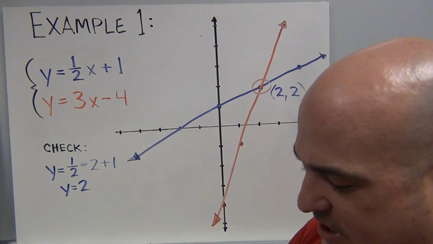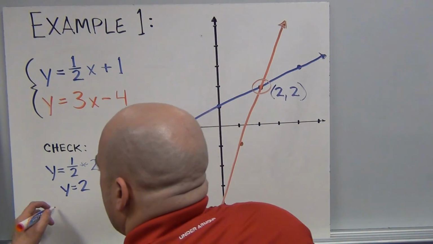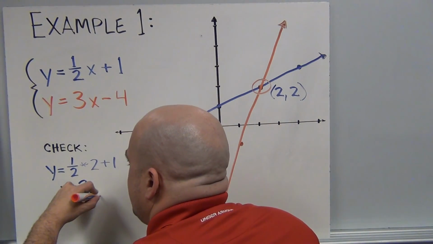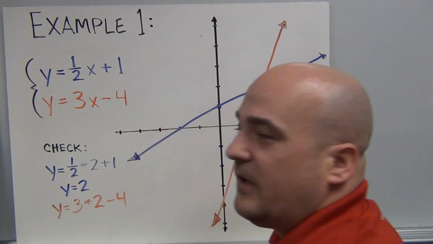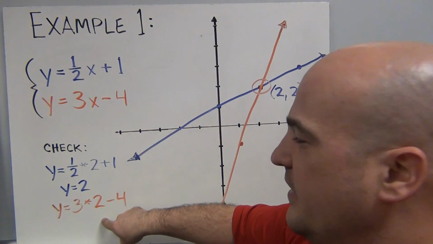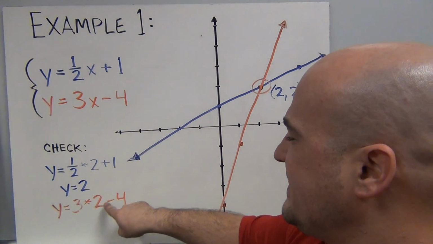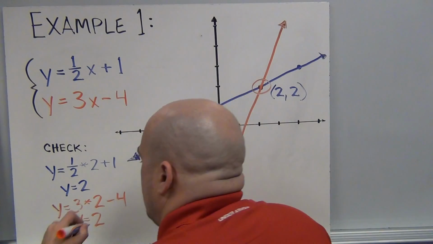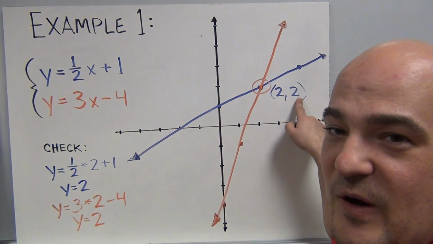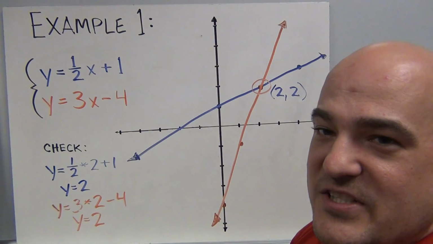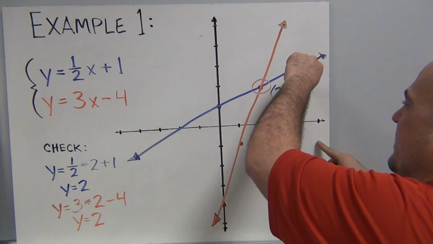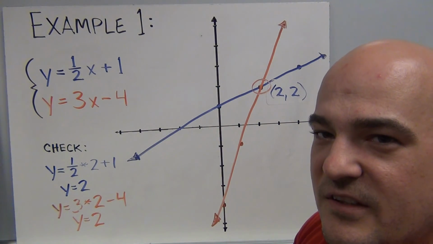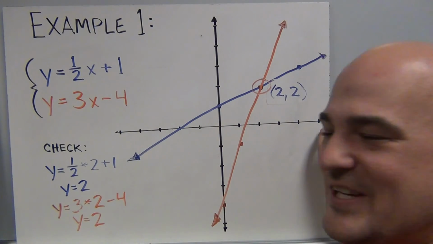Let me try it on the second equation. On the second equation, I have y equals 3 times 2 minus 4. I just plugged in a 2 where the x was. And 3 times 2 is 6, and 6 minus 4 is 2. So I get y equals 2, which is what I want. Okay, so that's how I check to make sure that my solution is right. 2, 2 is the solution to this system of equations. Good? All right, let's try another example.